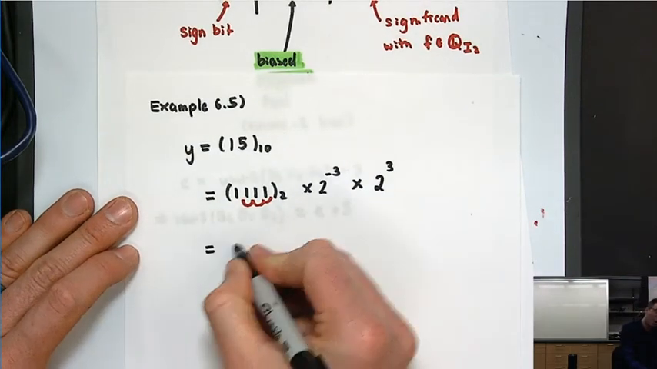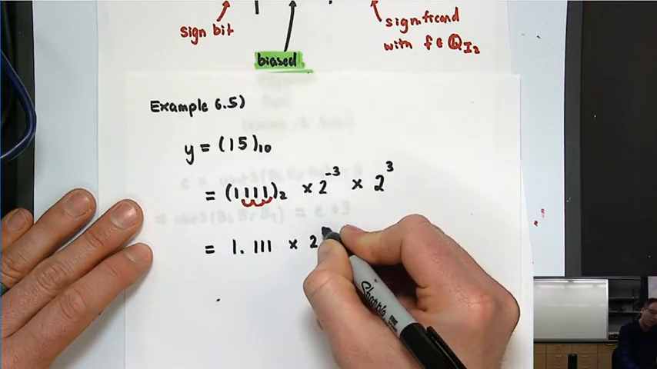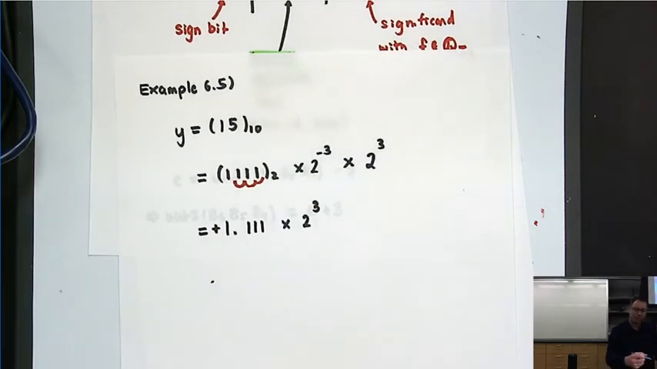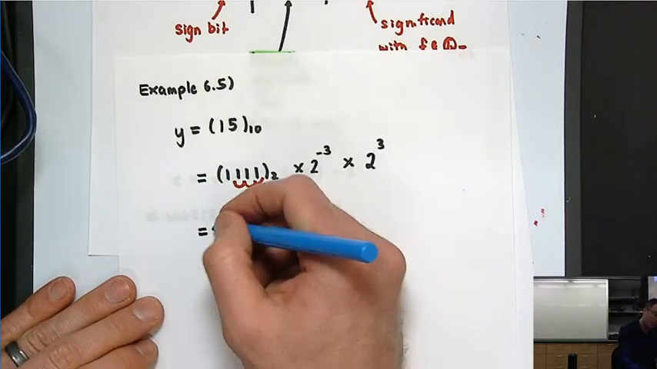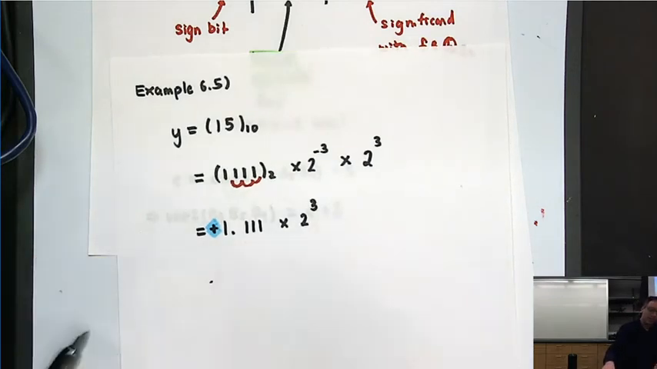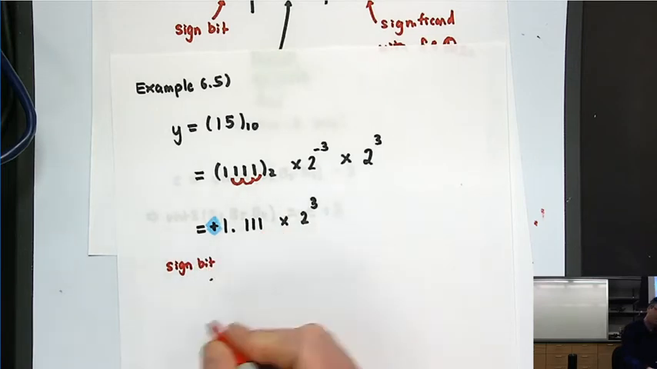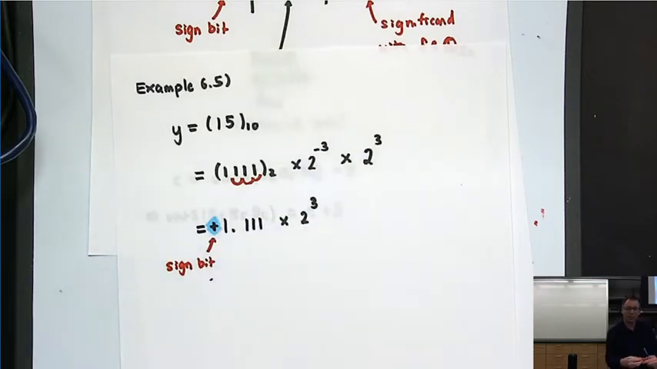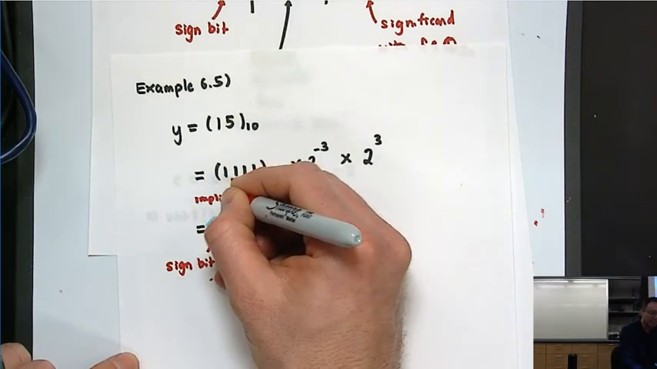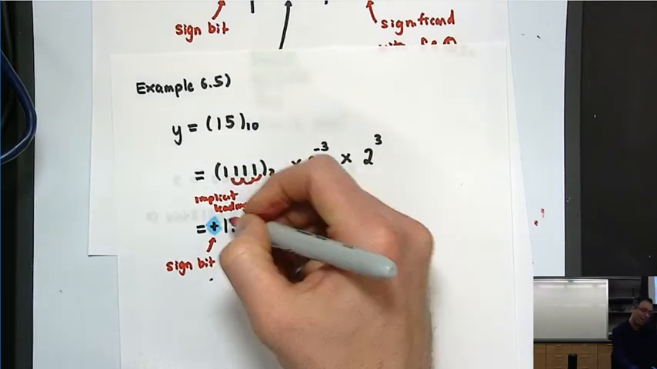So this would be now 1.111 times 2 to the 3. And here I have a positive. Okay. So let's go ahead and think about this. This thing right there is called what? That's called the sign. Is the sign bit positive or negative? Positive. We're going to call this the implicit leading part. So we are not going to store that.